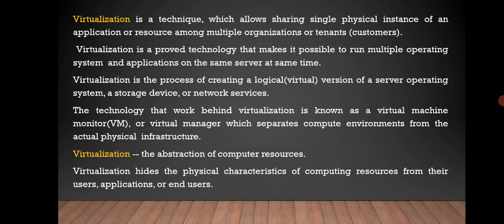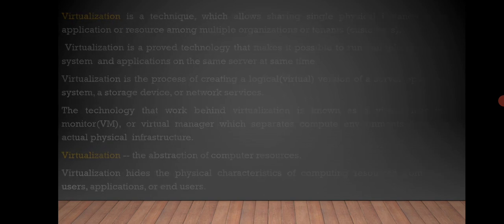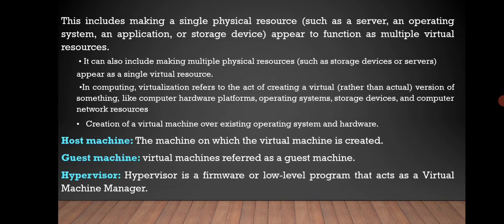Virtualization is shortly called the abstraction of computer resources. Virtualization hides the physical characteristics of computing resources from their users, applications, or end users. This includes making a single physical resource, which may be a server, an operating system, an application, or a storage device, appear to function as multiple virtual resources. It can also include making multiple physical resources, such as storage devices or servers, appear as a single virtual resource.